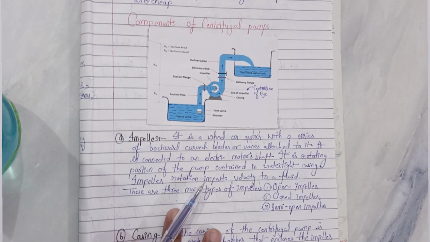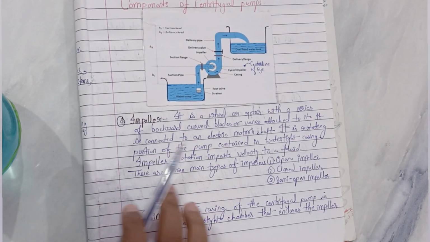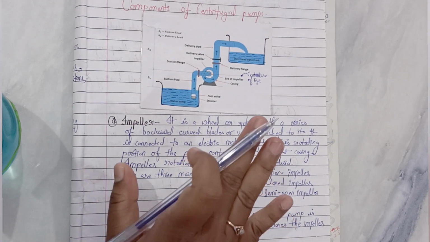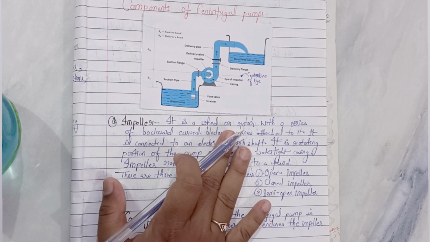So we will see all the different terms: what is the impeller, what is the casing, and what is the suction pipe, in the components of a centrifugal pump.